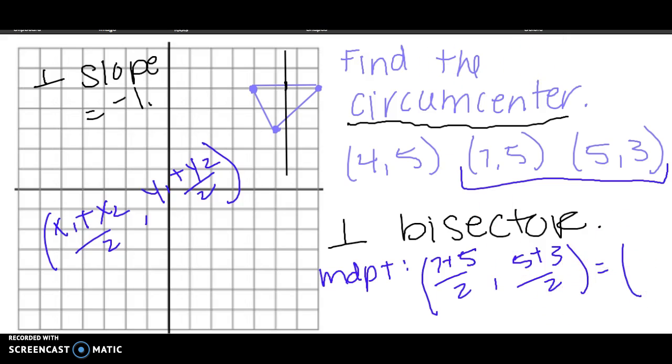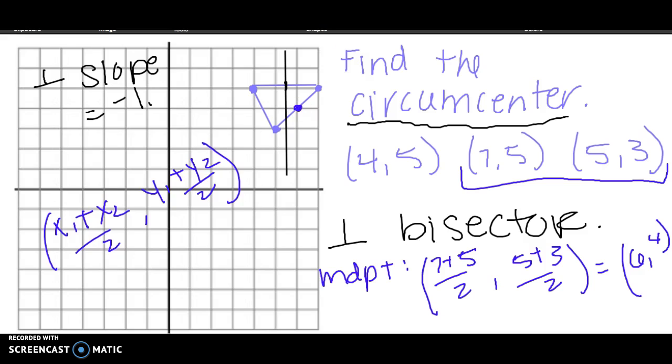So 7 plus 5, that's 12, divided by 2 is 6. 5 plus 3 is 8, divided by 2 is 4. So my midpoint of this is going to be at 6, 4. So I'm going to count 1, 2, 3, 4. Oops, hold on. 1, 2, 3, 4, 5, 6. And then up 4, 1, 2, 3, 4, right on that intersection is my midpoint.